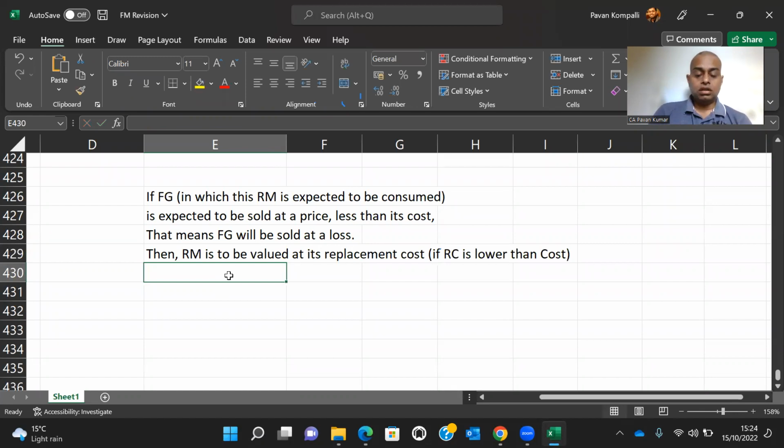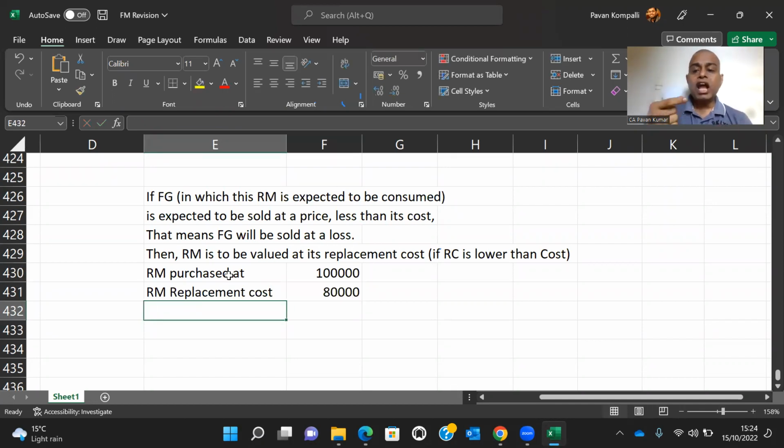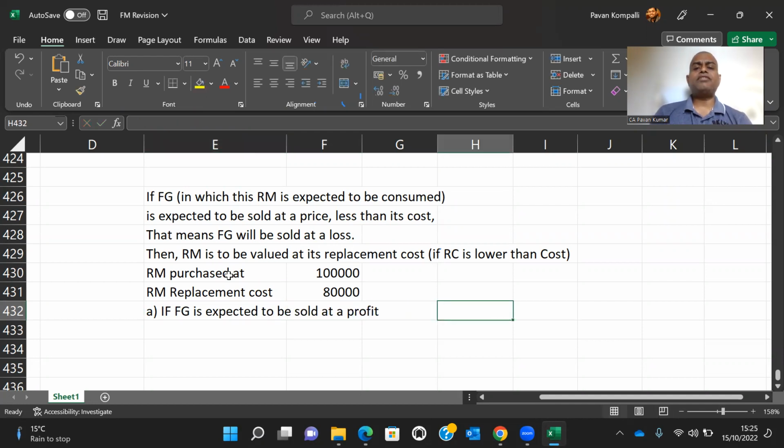Cost means purchase cost. So raw material purchased at, say, for example, 1 lakh. Raw material replacement cost is, say, for example, 80,000. So what is the value of raw material on the balance sheet date? A. If finished good is expected to be sold at a profit. Say, for example, finished good cost of production is 80 rupees, selling price 100 rupees. Then it is a profit.